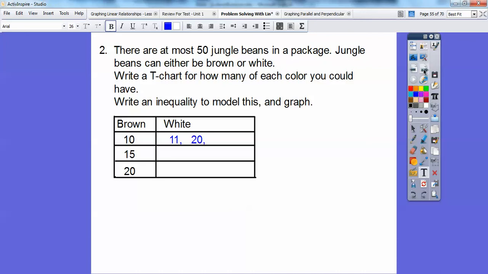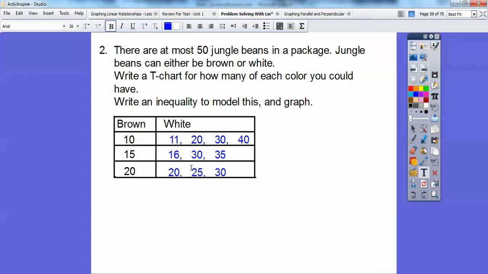I could have 20. In fact, I can go all the way up to 30, and I can go up to 40 also. 10 plus 40 would be at most 50 right there. That's as far as I can go up on that one. Okay, well, 15. I can have 16, 30, 35. Now notice 15 plus 35 is 50, so I stop at 35 right there. Okay, 20. 20 plus what equals 50? I'd have to stop at 30 right there.